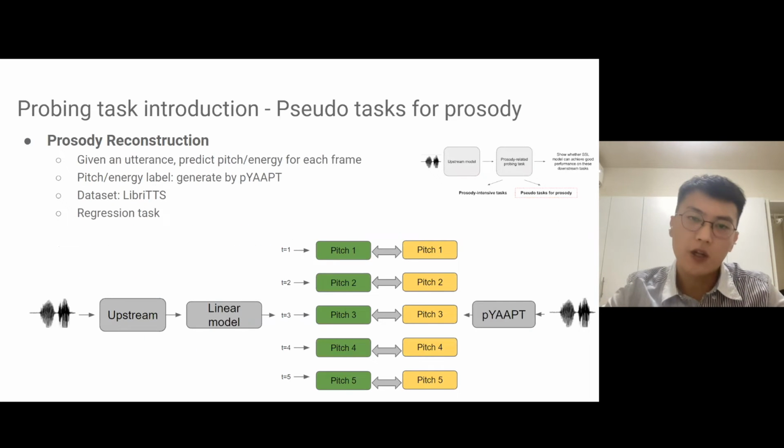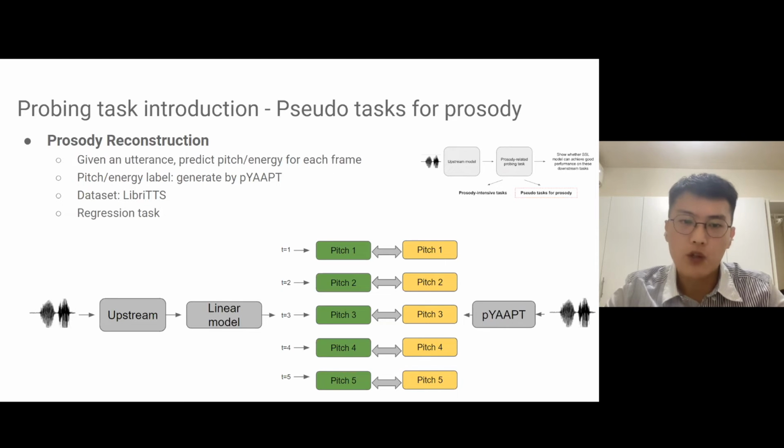In the second category, we have 2 probing tasks. The first one is the prosody reconstruction task. Given an utterance, we want to predict the pitch and energy for each frame. Because we don't have these labels, we have to generate them ourselves, and we use PyYAAPT, which is an open library. The dataset we use is LibriTTS, and it is a regression task.